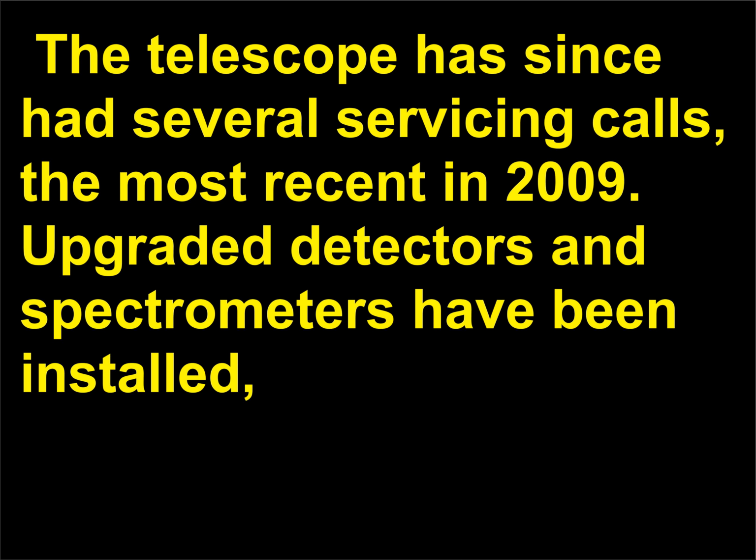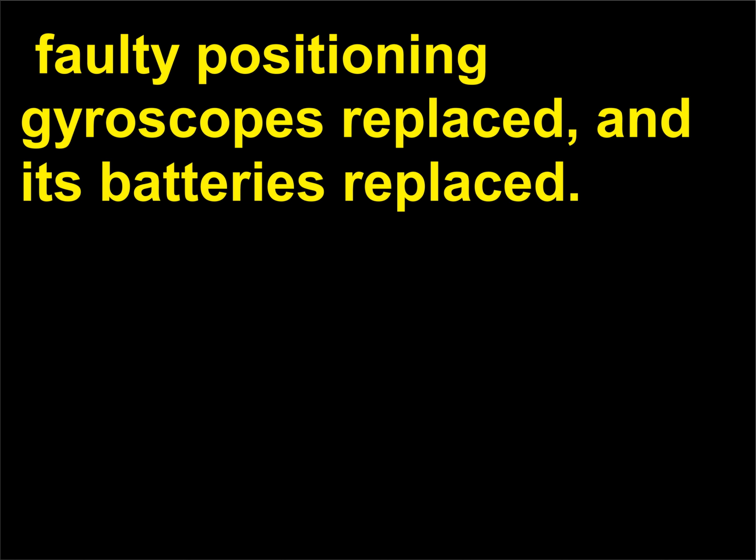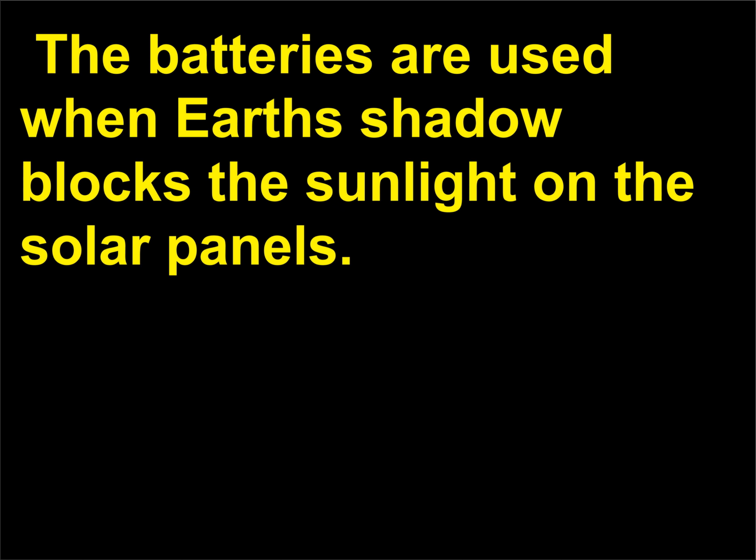The telescope has since had several servicing calls, the most recent in 2009. Upgraded detectors and spectrometers have been installed. Faulty positioning gyroscopes were replaced, and its batteries replaced. The batteries are used when Earth's shadow blocks the sunlight on the solar panels.